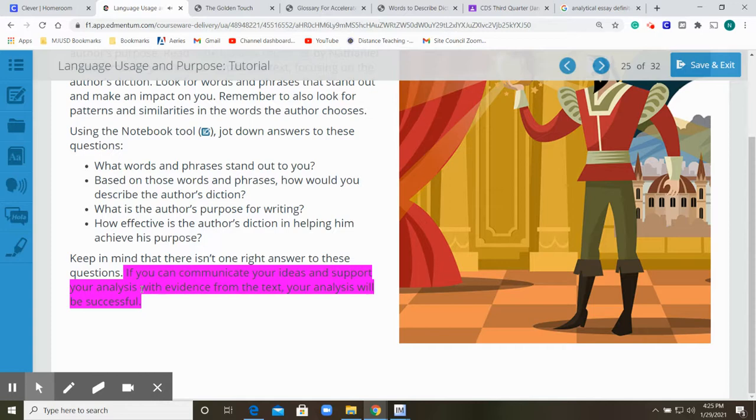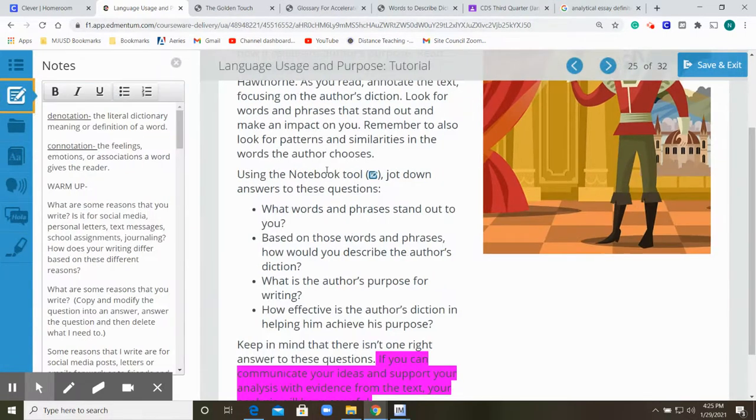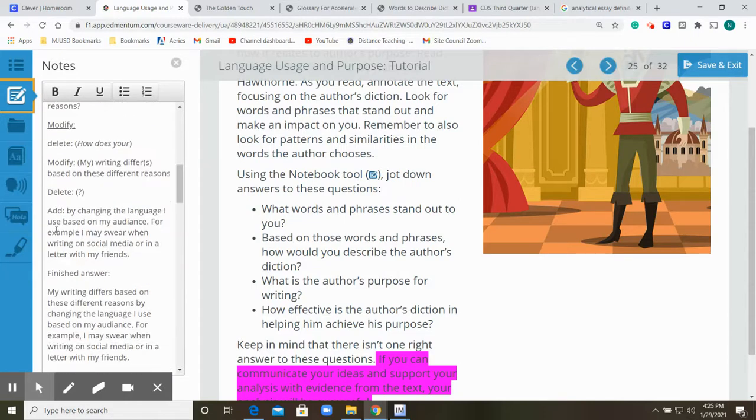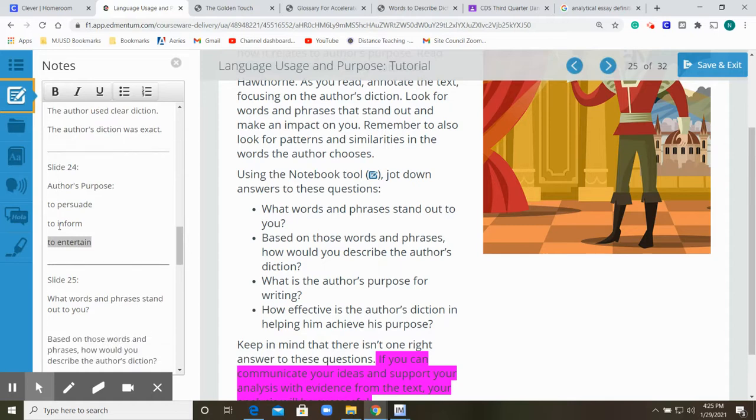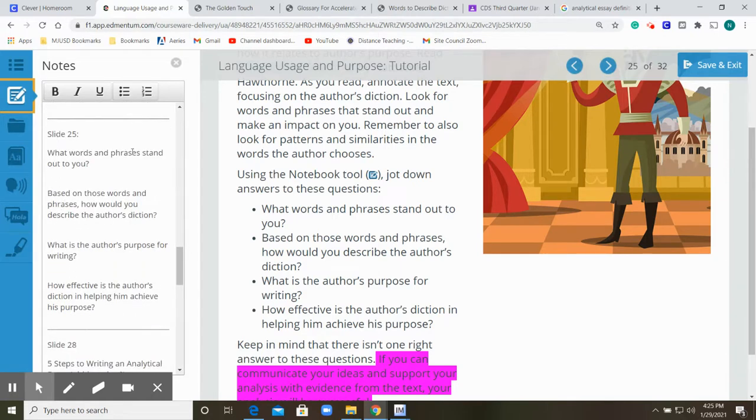That's kind of the key to just about everything in language arts and a lot of math and science. If you can support your ideas, your analysis, the way you understand it, with evidence, your analysis will be successful. So, it says use the notebook tool. I separated everything out so we'd have it kind of clear. What words and phrases stand out to you? So, I would read through, and based on those words and phrases, how would you describe the author's diction? What is the author's purpose? How effective is the author's diction in helping people achieve these purposes?